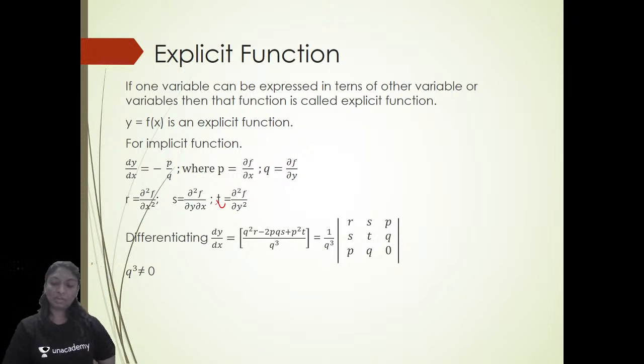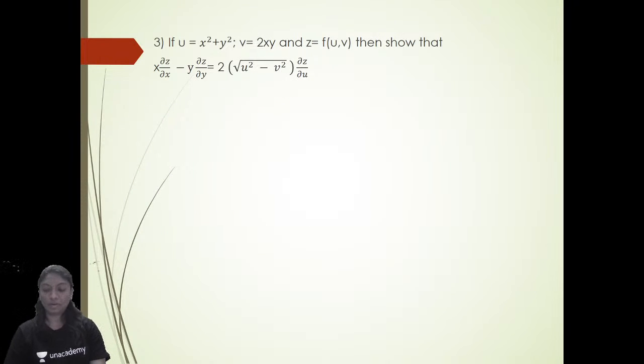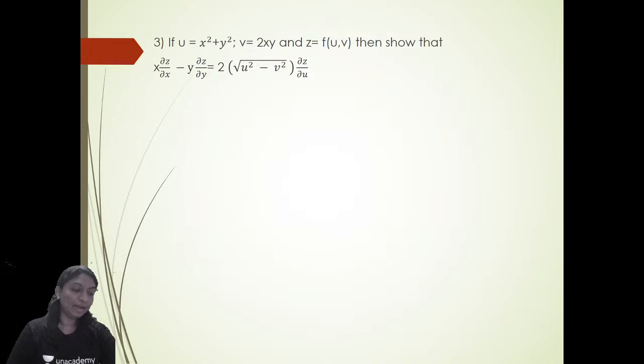Now first of all we will calculate this function. Okay, now u is given. Here u = x² + y², v = 2xy, and z is a function of u and v. Then show that x ∂z/∂x - y ∂z/∂y = 2√(u² - v²) ∂z/∂u.